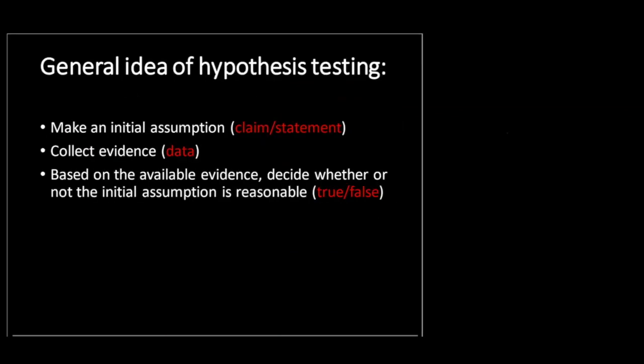We start the hypothesis testing by making an initial assumption. This comes from the question itself, or as a researcher, it could be your own initial assumption. So there would be a given claim or statement. The next step is to collect evidence data. So as a researcher, you would collect some sample data, or it will be given in the question itself, in your exam. Based on the available evidence of your sample data, you would then decide whether the initial assumption, the initial claim, is true or false.